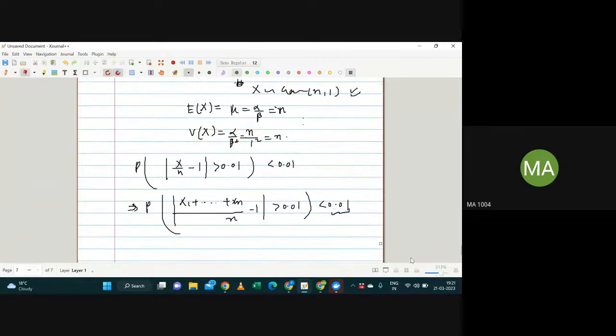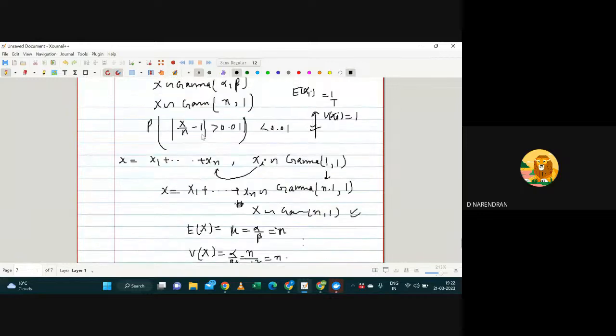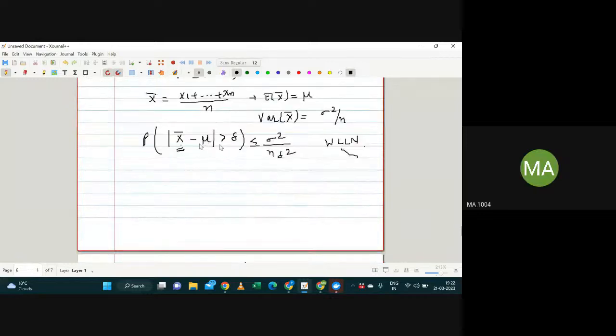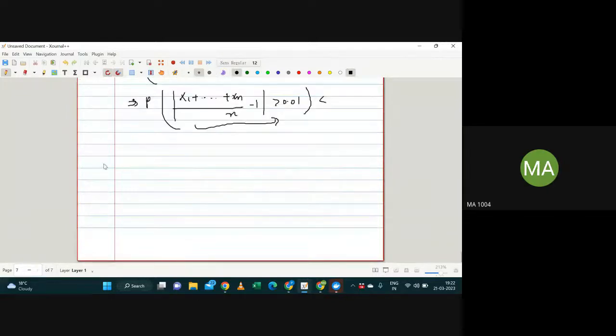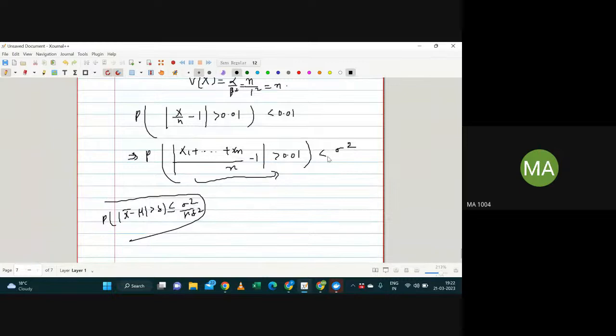Okay, now forget about this 0.01. What will it be as per my weak law of large numbers? Sigma square by n delta square. So mod of x bar minus mu greater than delta should be less or equal to sigma square divided by n delta square, right? As per the weak law of large numbers, mod of x bar minus mu greater than delta should be less or equal to sigma square divided by n delta square. So as per this, this is sigma square.